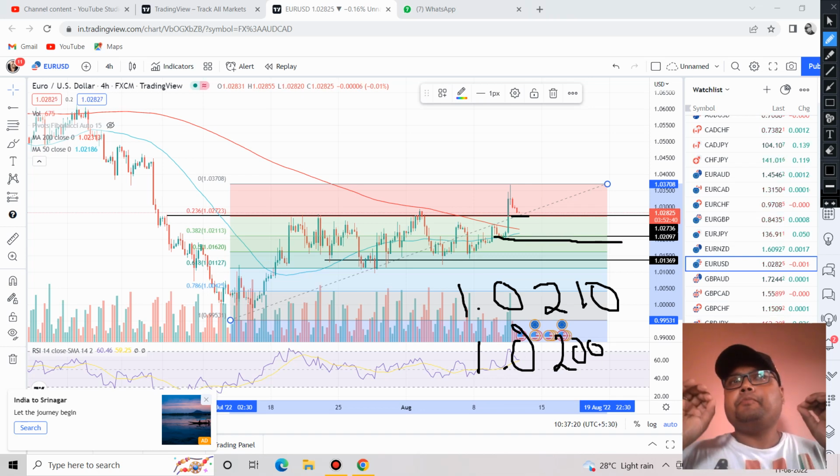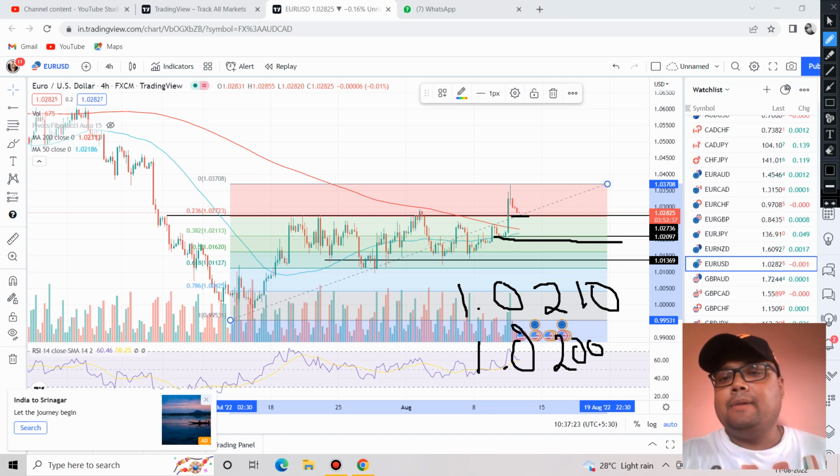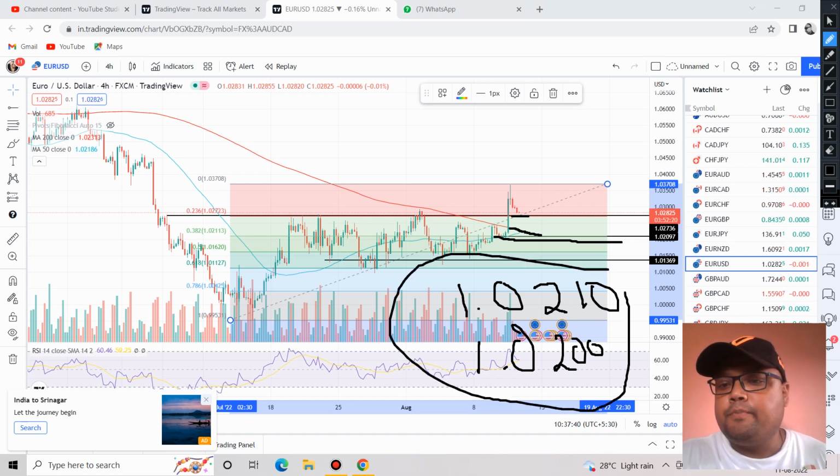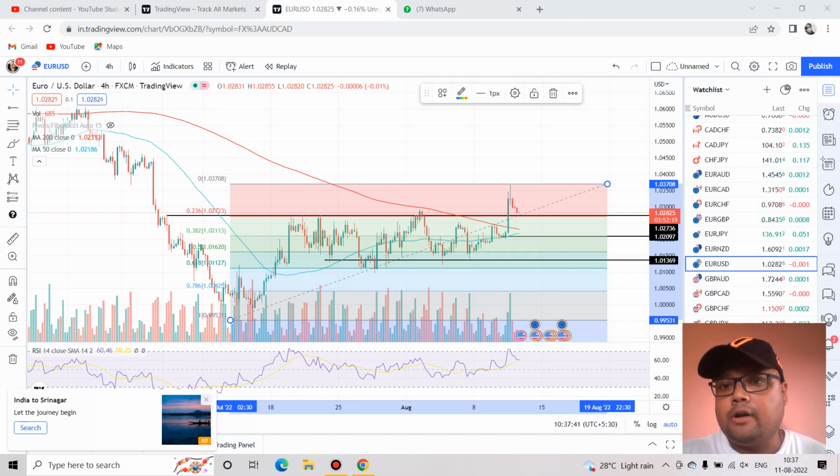I think that there's a high chance of the market bouncing from this level, because when the market approaches this level, we will not only have Fibonacci 38.2%, but we will also have the 200 moving average, the red line, acting as dynamic support for the market. So I think that this level also has a good potential to act as support for the market.